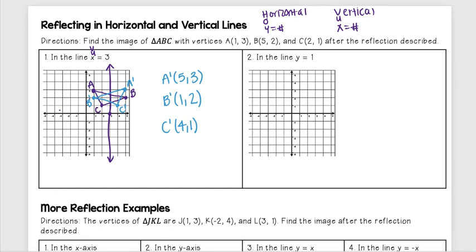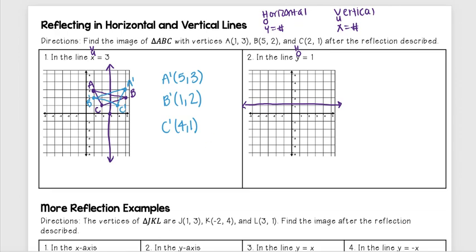Okay, I'm going to go ahead and get the next one started for you, and then I'm going to have you finish it. So this one says to reflect in the line y equals 1, and so that's going to be my HOY. So I know it's a horizontal line, so I'm going to go to y equals 1 on my y-axis, so I see it's right here, and I'm going to draw a horizontal line. So this is now the line that I'm going to be reflecting across.